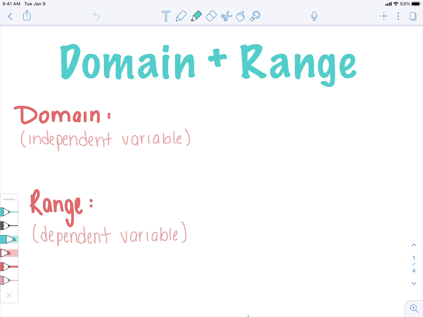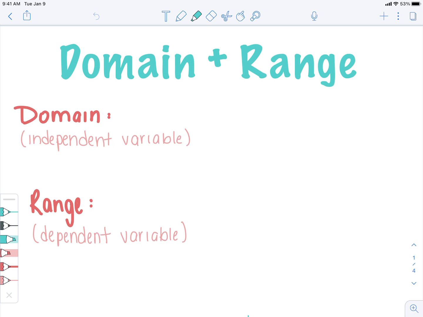So we're going to talk about domain and range today, which is another part of identifying functions. Last class we talked about just deciding if something was a function. Now we're going to classify the x values and the y values and look at the inputs and the outputs of the function and how things are related.